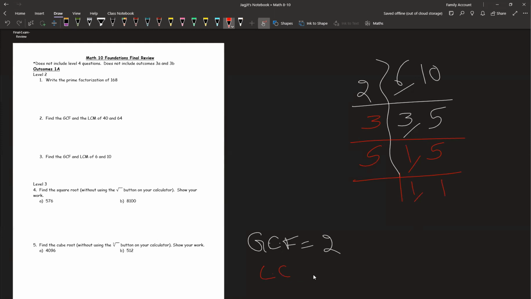So to get your LCM, you will multiply all of these guys. 3 times 2 is 6. 6 times 5 is 30. So our LCM is equal to 30. Fairly straightforward.